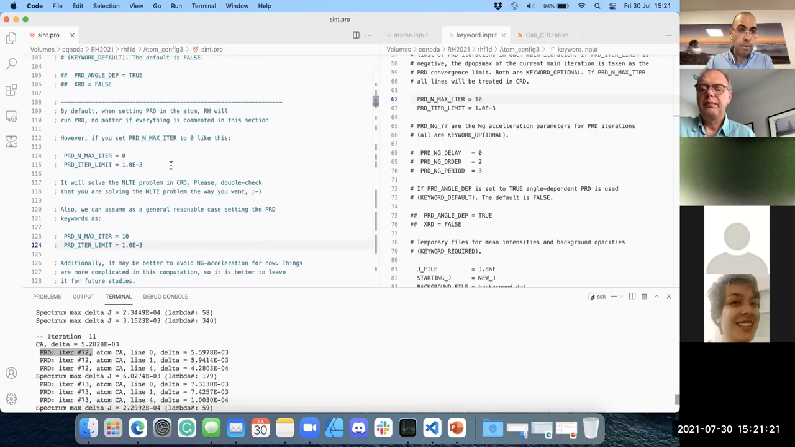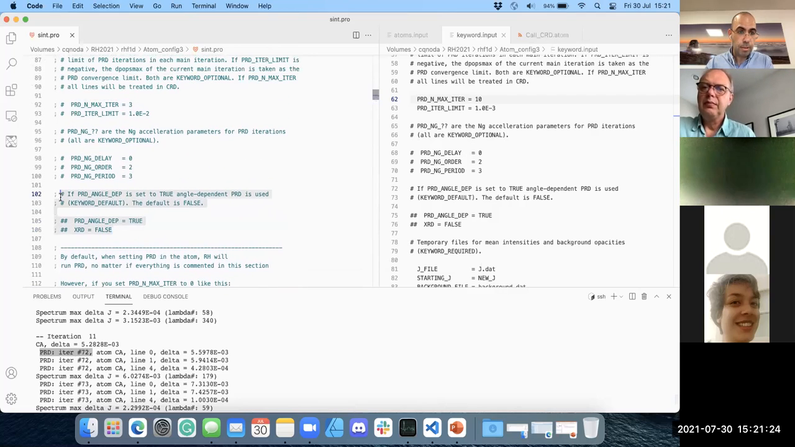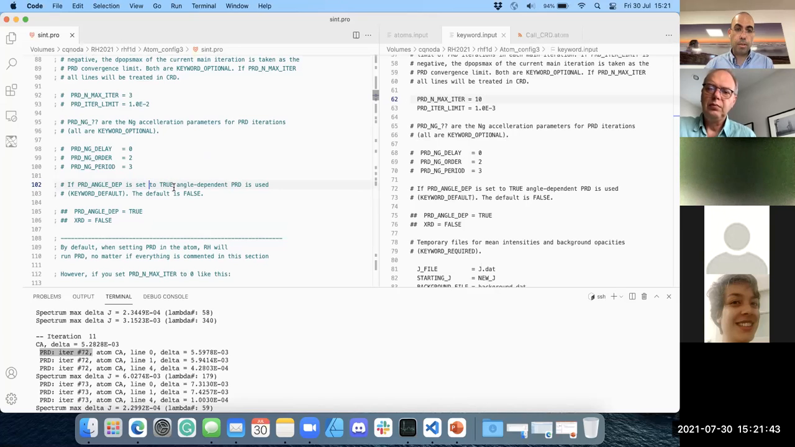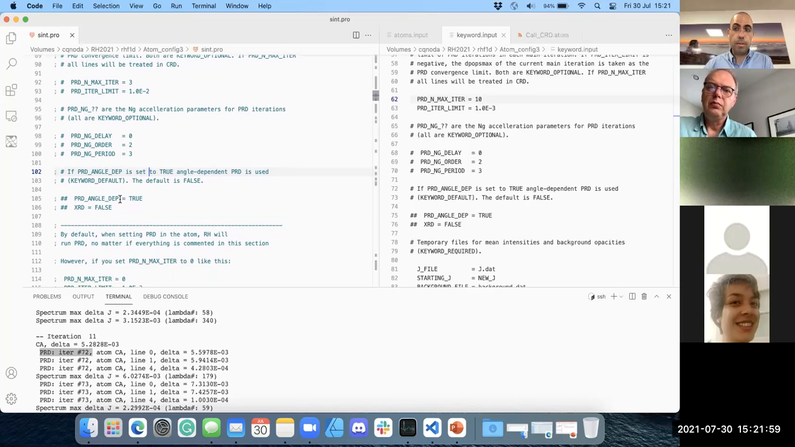And then finally, there's this last sentence that is also here. And it's saying, there's two ways of computing PRD inside RH. One is the angle average PRD computation, and the second one is the angle dependent. So in general, the default computation is angle average, but if you are interested, you could add angle dependent. That in principle is more accurate, but it's really time consuming. So in general, and for today's example, we are only going to use the angle average, but it's something that you may want to look at.